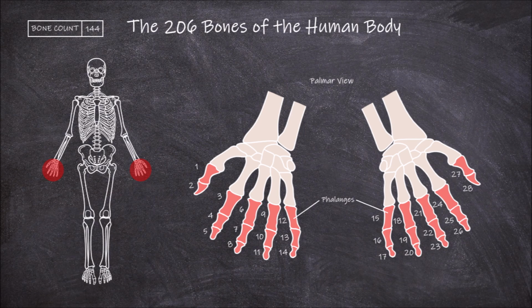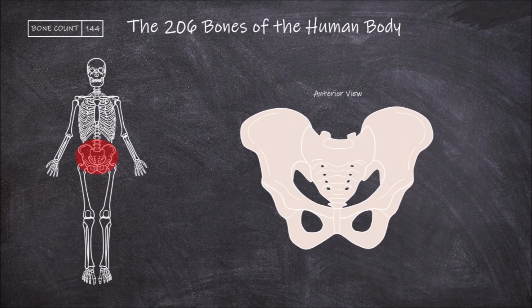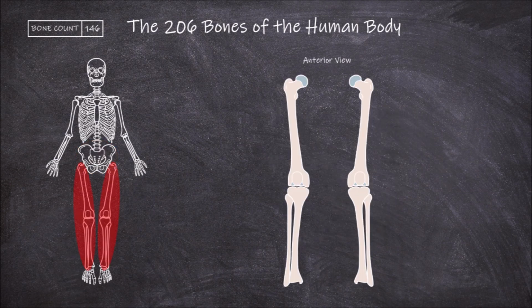If we now move on to the bones of the hip, we have the next 2 bones. These are the 2 hip bones, one on each side of the pelvis. This takes us up to a total of 146 bones. If we now move on to the bones of the leg, we have the next 8 bones. First are the 2 femur bones, one in each upper leg. These bones take our total up to 148 bones.